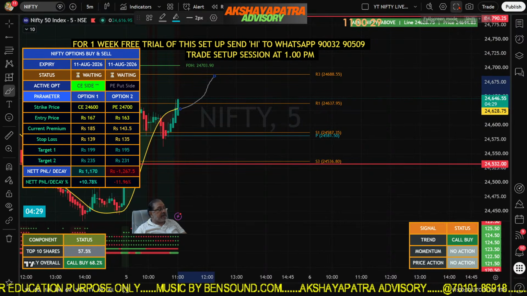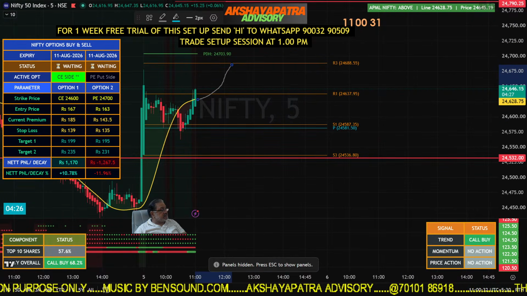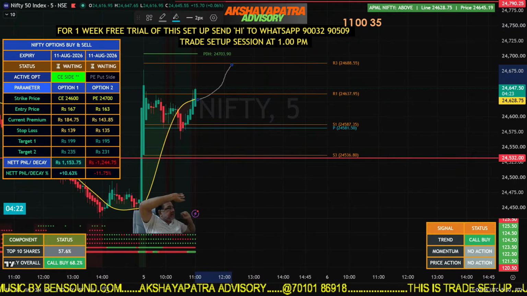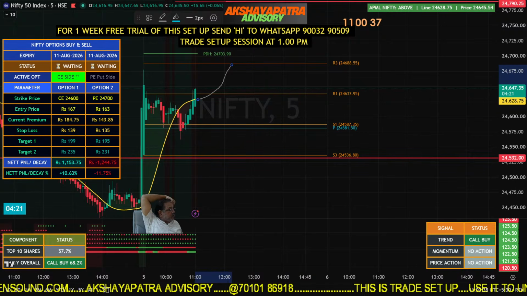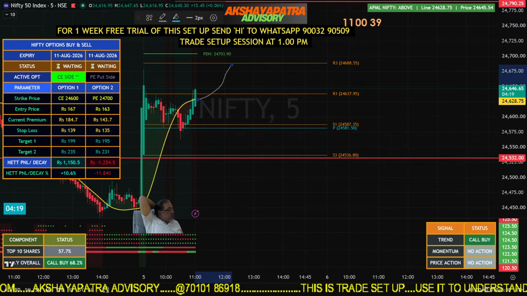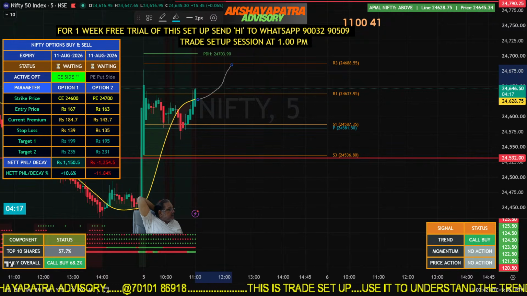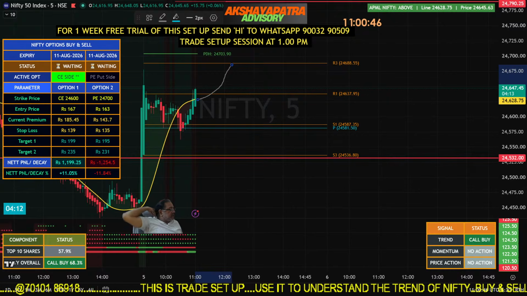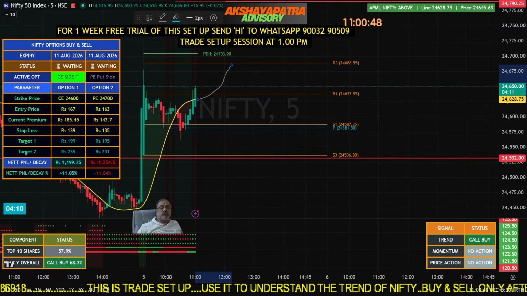Okay. So as long as the previous candle high is taken out, continue to hold your long positions. Whatever calls you have taken, that 167 plus 199, that is 32 points you should get.